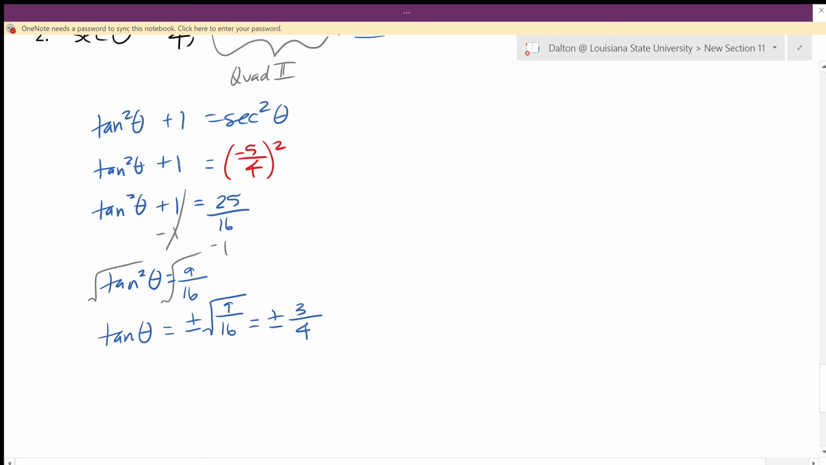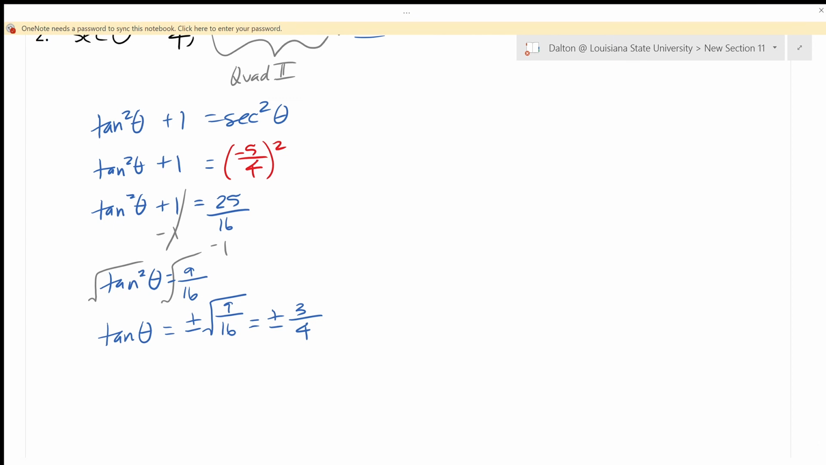Okay, so it is at this point where we have a different scenario than the first question. Now you have a choice of, is it plus or minus? Well, go back up to our stipulations. This angle needed to be in quadrant 2. So we need to know in quadrant 2, is tangent positive or negative?